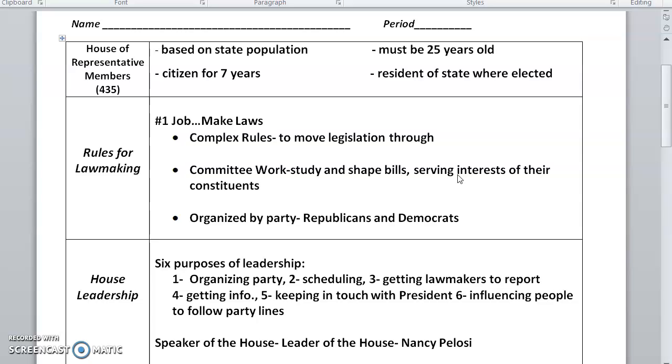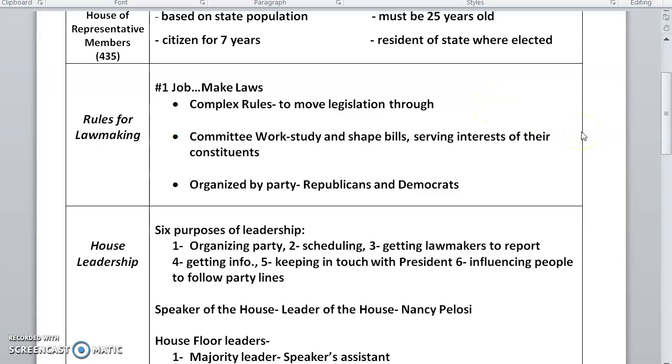So you have to be a citizen of the United States for 7 years before you could run for the House of Representatives. You also need to be 25 years old in order to run for the House, which isn't too bad. That's about the time you are out of college, just getting your first job. And lastly, you need to be a resident of the state where you are running to be a member of the House. So I could not go to Michigan and run to be a member of their House of Representatives for the United States because I do not live there. I'm a resident of Ohio. So not huge requirements, but that's what you need to run for the House of Representatives.